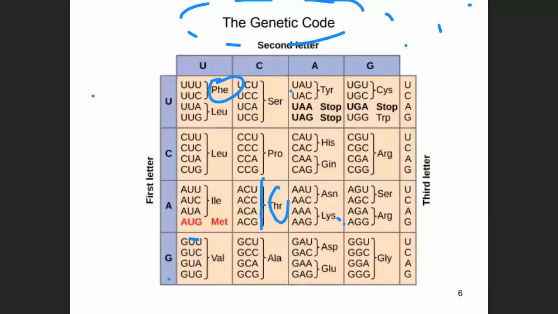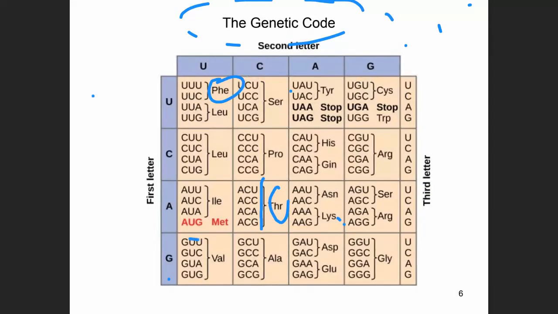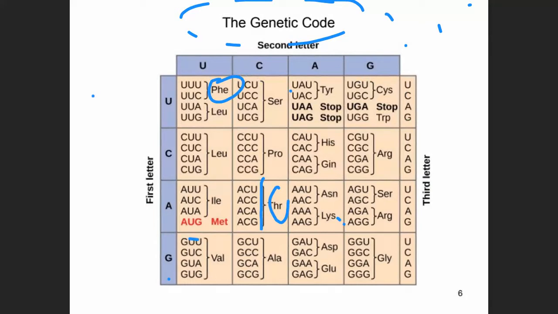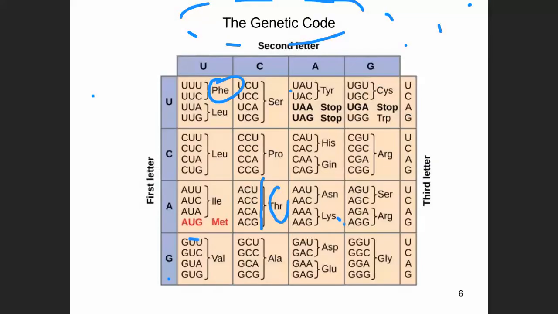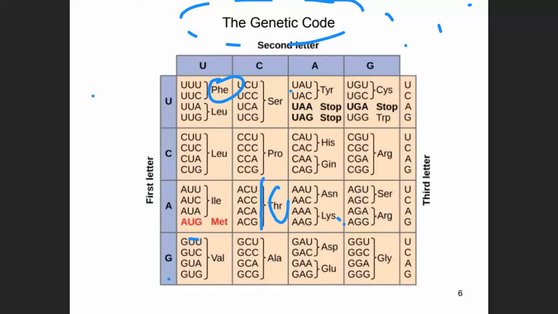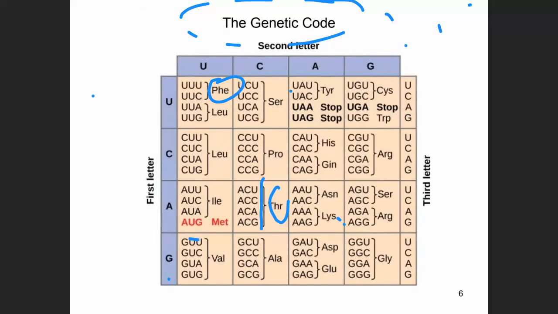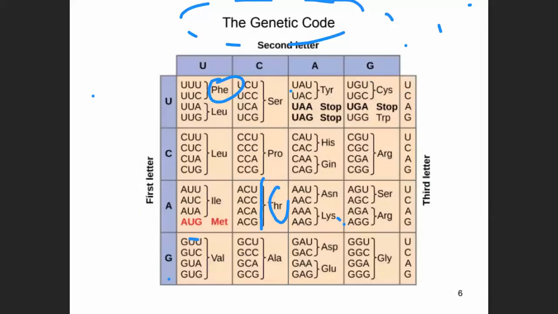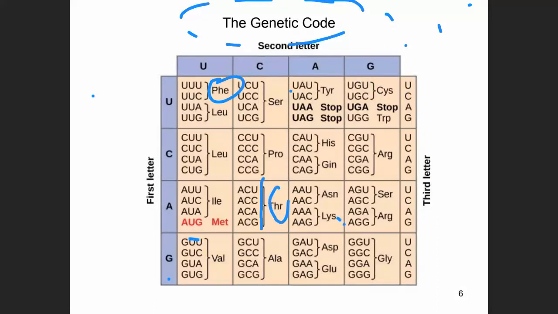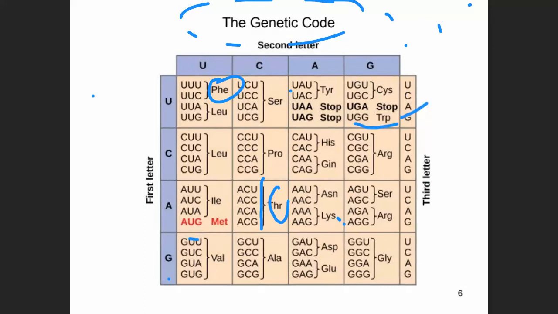UCG, I go back over here. What is UCG? U and C and G. Sorry, it's UGG. I cannot see. I was thinking it's UGG. It's threonine. The next triplet is UUU. UUU is phenylalanine. Okay, so I put it back. This is the second amino acid.